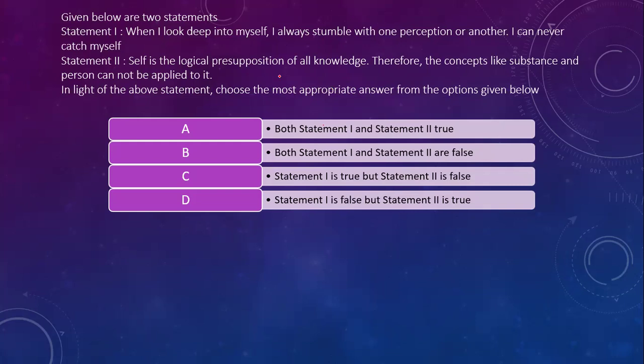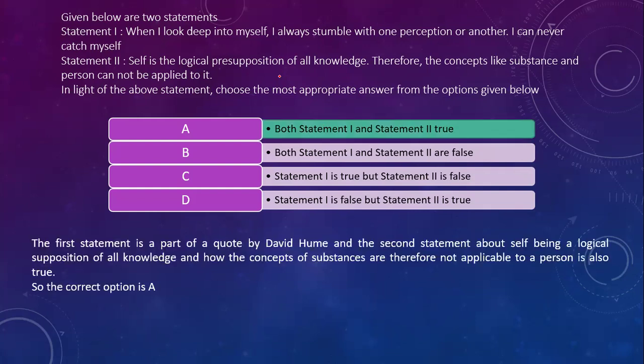Okay. When I look deep into myself, I always stumble with one perception or another. I can never catch myself. Self is the logical presupposition of all knowledge. Therefore, the concepts like substance and person cannot be applied to it. Okay, we will check the answer. The first statement is a part of a quote by David Hume, and the second statement about self being a logical presupposition of all knowledge, and how the concepts of substance are therefore not applicable to person, is also true. So both statements are true.